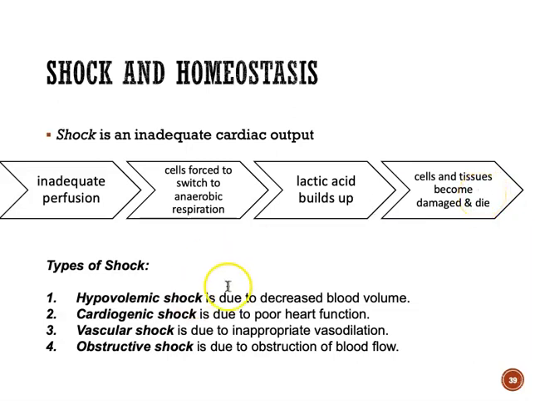Okay, so types of shock, reasons why we would not have adequate cardiac output. There's hypovolemic shock. Simply, we don't have enough blood volume, so low blood volume. There's cardiogenic shock. The heart is simply not functioning correctly. There's vascular shock, so inappropriate vasodilation. Sometimes if all the blood vessels in the body vasodilate at one time, the resistance drops so low that the mean arterial pressure drops so low that we go into shock.